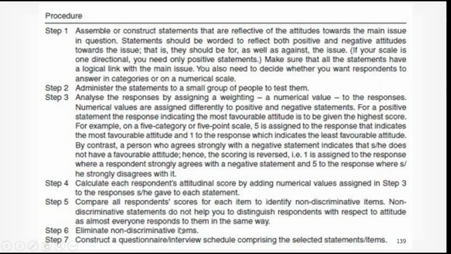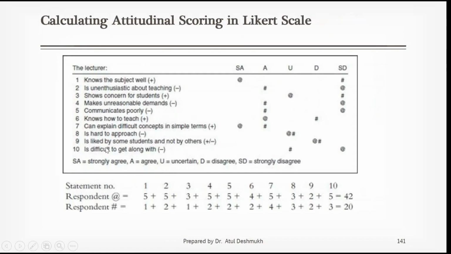Eliminate non-discriminative items. Such non-discriminative items, like question number 8, hard to approach, and question number 9, liked by some students and not by others, we will remove because there is no discrimination in the attitude. There is no differentiation in the attitude with these two questions. Hence, we kept only 8 questions, and we removed question number 8, hard to approach, and question number 9, liked by some students and not by others.